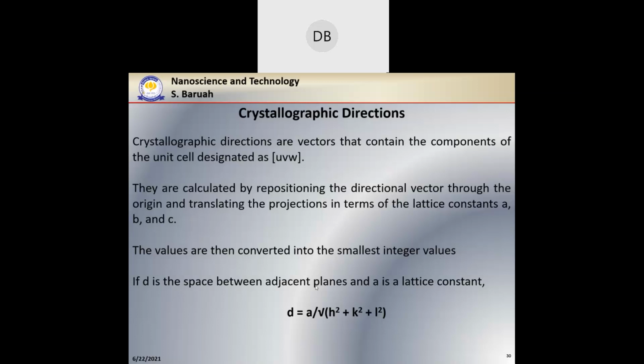If D is the space between adjacent planes, that means the parallel planes, if the spacing between them is D, which is a lattice constant, okay, spacing between the planes means spacing between the atoms, then D is given by this value: A divided by the root of the sum of the squares of the Miller indices, H square plus K square plus L square. Okay, this is the formula for the lattice spacing, we call it, all right.